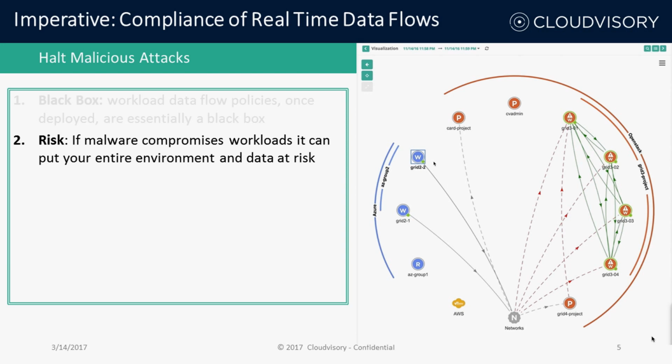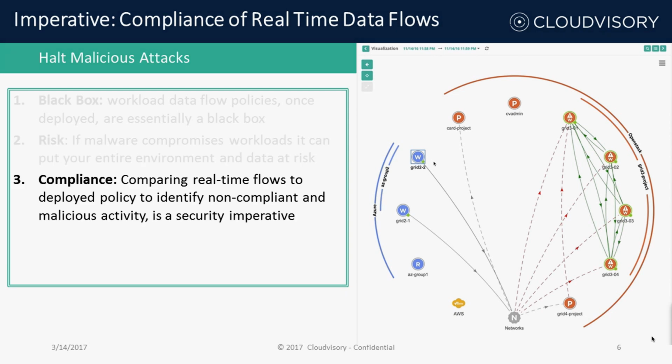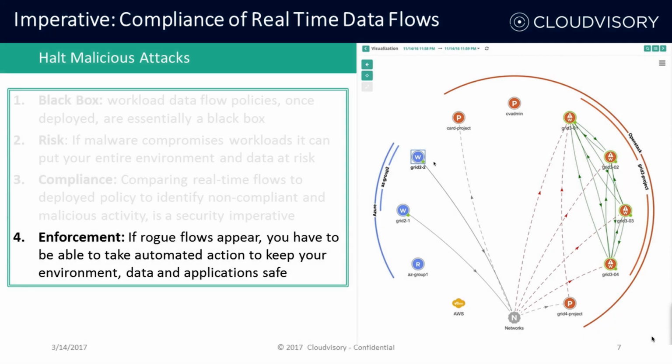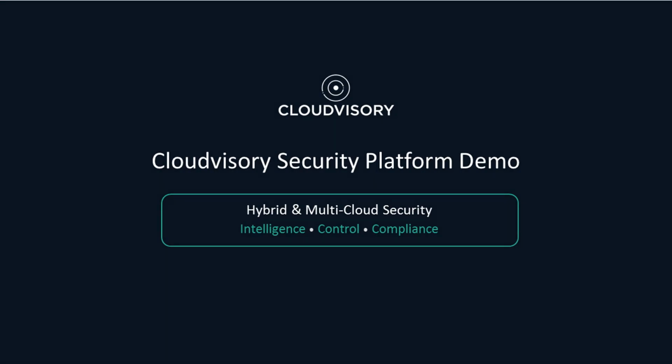The risk here is that malware can compromise a workload or series of workloads, and put your entire environment, all of your applications, and even your data at risk. It's a serious threat. So it is absolutely critical that you are comparing real-time data flows to deployed policy to identify non-compliant and malicious activity. It's just a security imperative. And equally, if a rogue flow does appear, you have to be able to take an automated action to keep your environment, your data, and your application safe. And this is exactly the topic of today's demo around the Cloudvisory security platform.